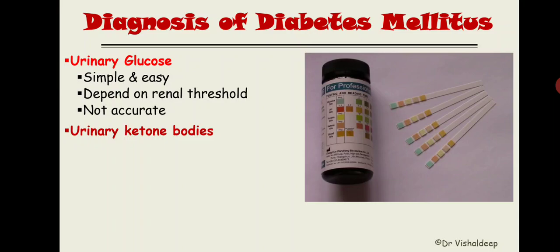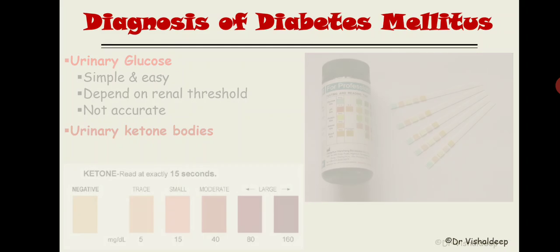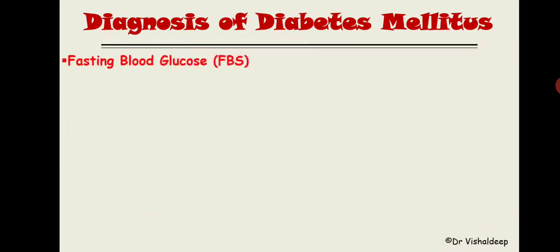The same type of strip will be available. You have to just take the patient's urine and dip this strip in it, and according to the color coding you can easily identify the presence of ketone bodies inside the patient's urine, right? Now the actual diagnosis of diabetes will be done by a blood sample, right? First one is the fasting blood glucose. You have to measure the blood glucose while the person is fasting.